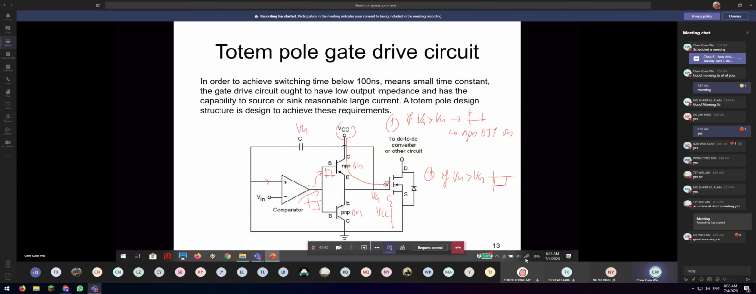Sorry, I used a different color. Okay, I repeat this portion because I want to explain it with the different color.